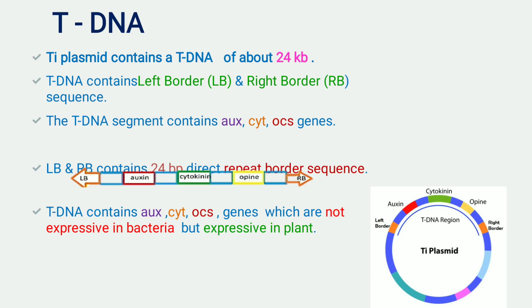Each feature. One, the tDNA. The Ti plasmid contains the tDNA and it is 24 kilobase pairs. It contains the left border and the right border. You can see the tDNA region in the diagram. The tDNA contains the auxin, cytokinin and the opine genes. Right. And these are not expressed in the bacteria, but they are expressed in the plant.